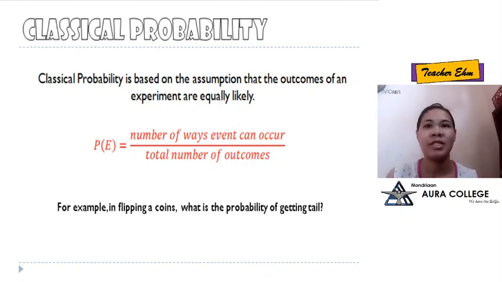So, for example, in flipping a coin, what is the probability of getting tail? So, probability of getting tail is equal to 1/2. 1/2 dahil may isang tail sa coin. At may dalawang possible outcomes. Ano yung dalawang possible outcomes? Yun si heads or si tail.